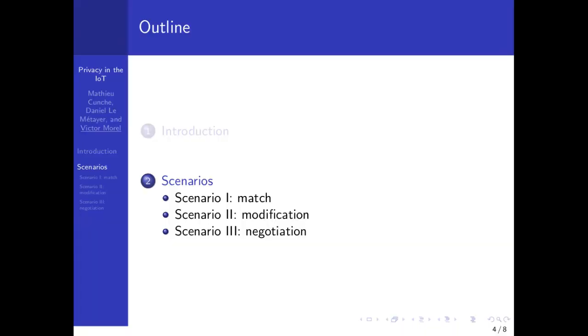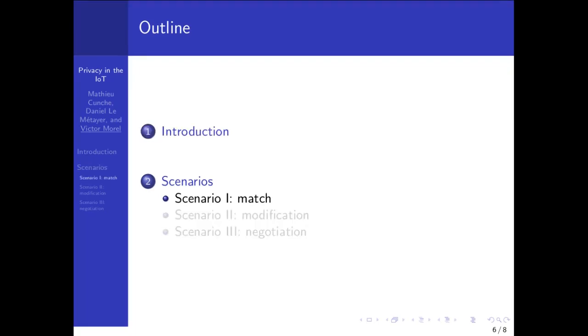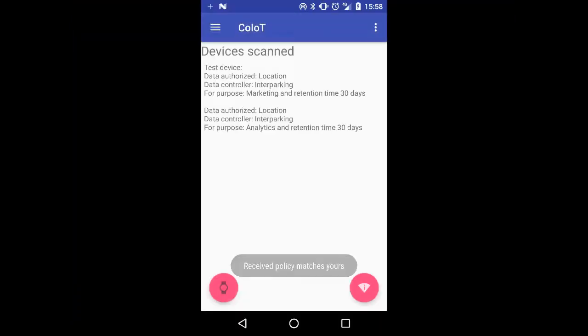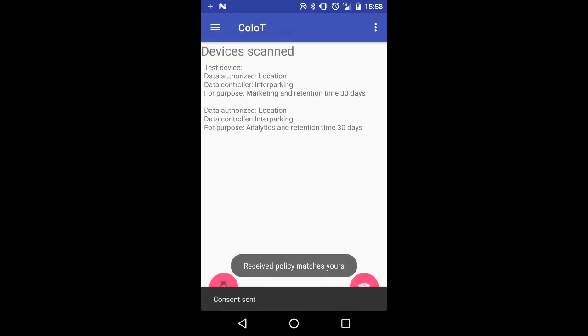We now present scenarios in which CoIoT retrieves privacy policies. In all scenarios, the data subject enters the range of collection of a privacy beacon broadcasting a policy. In the first scenario, the data subject policy complies with the data controller policy. A consent is automatically sent. This consent is received by the privacy beacon.